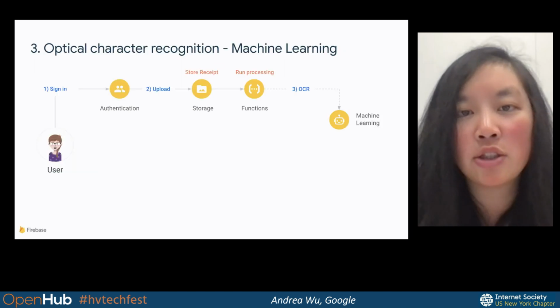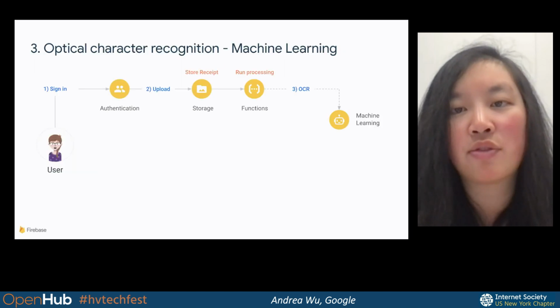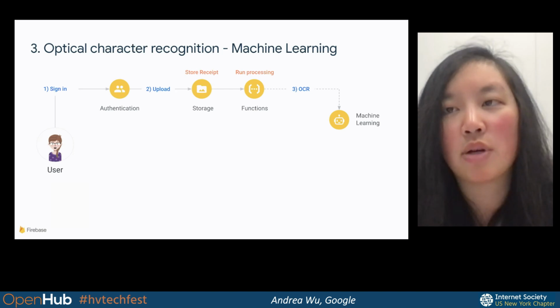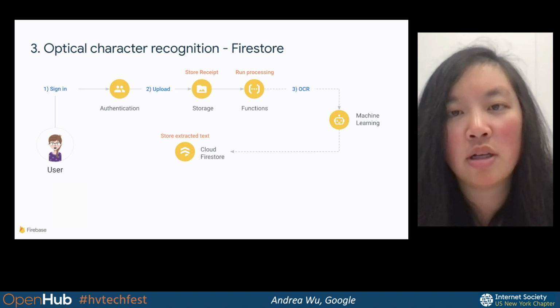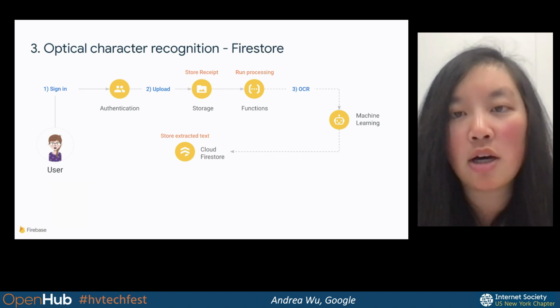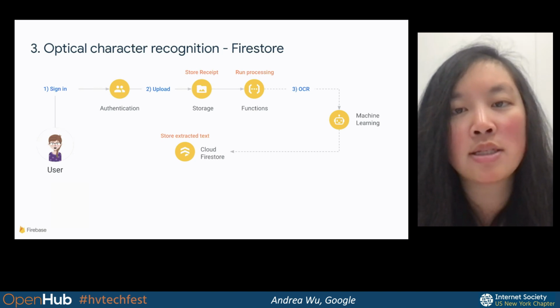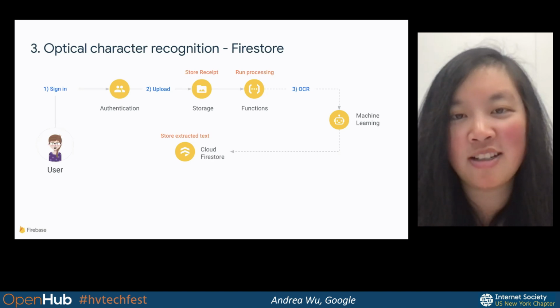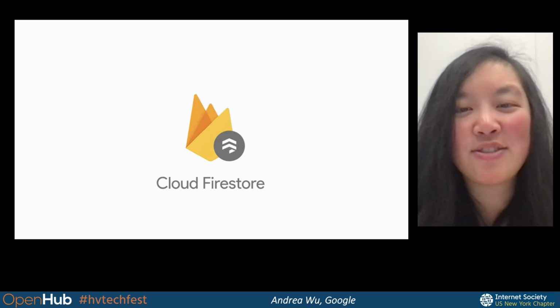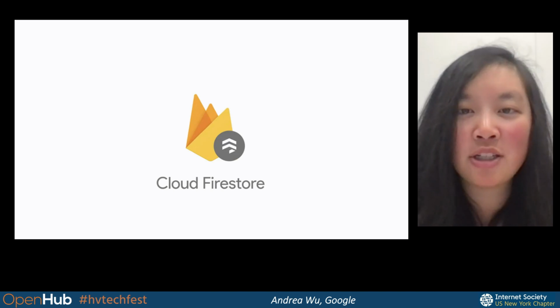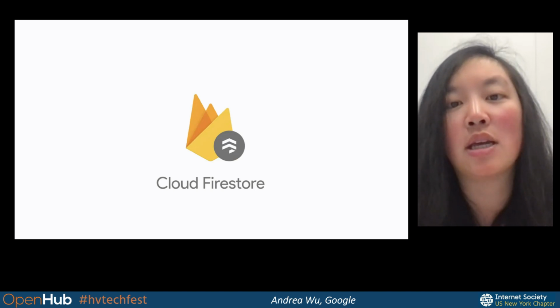So now we've used some machine learning to extract text from the uploaded receipts. What's next? After we got the text back, we need to put it somewhere in a secure environment. There's probably going to be a lot of extracted text, and we want this text to be quickly accessed from anywhere in the world. Where should we put it? Let's put it in Cloud Firestore. As a reminder, earlier we talked about storage, which is used to store the receipt images.